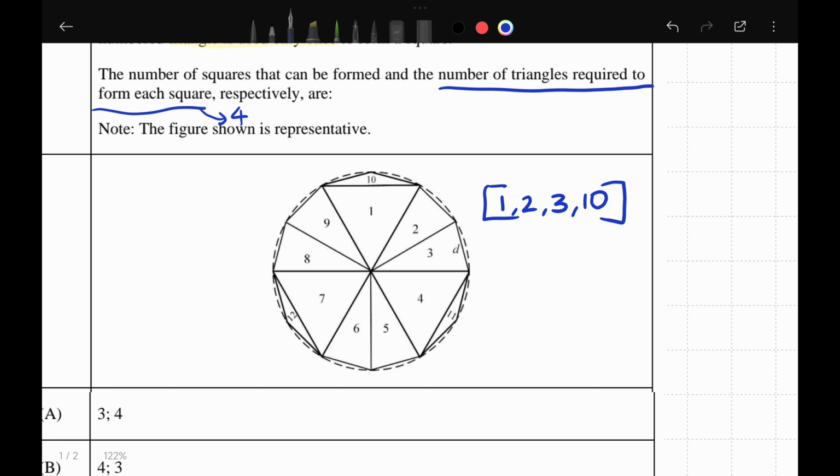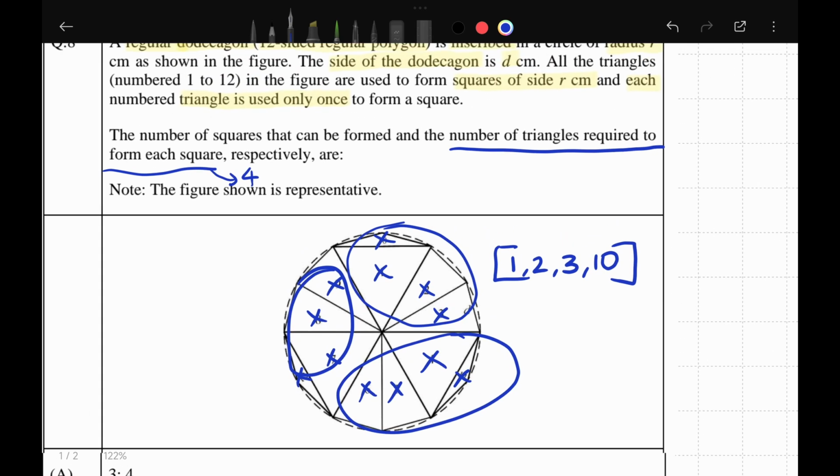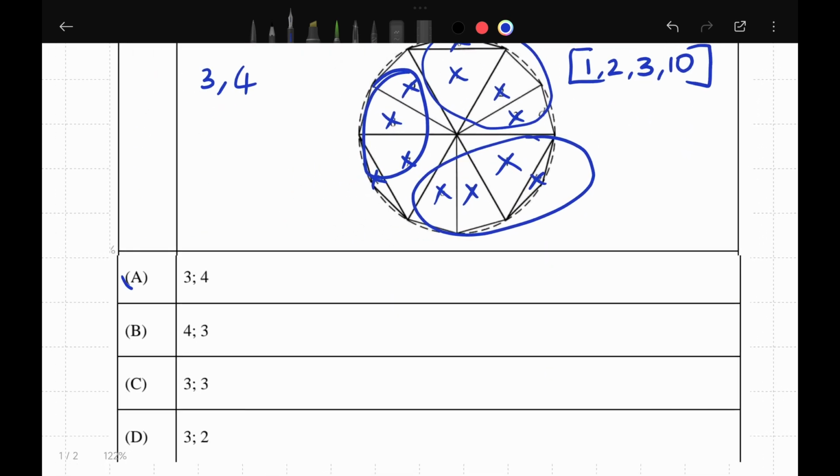So we have covered 1, 2, 3 and 10. So all of these go. Let me do it one by one. We can also make it using 4, 5, 6 and 11. So these go as well. So that is 1 overall, 2 overall, and it will be 3, right? Because these 4 will form another square. Which means the number of squares that can be formed is 3 and the number of triangles required per square is 4. So the answer is A, 3, 4.